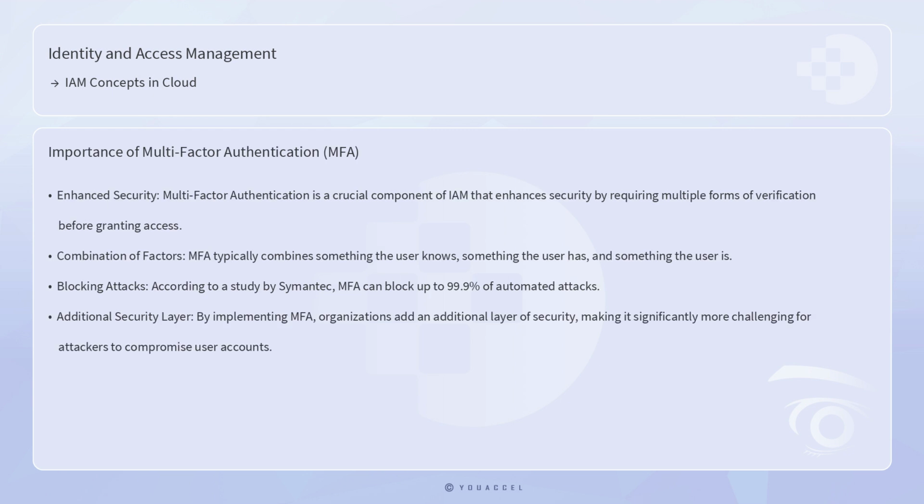Multi-factor authentication is a crucial component of IAM that enhances security by requiring multiple forms of verification before granting access. MFA typically combines something the user knows, something the user has, and something the user is. According to a study by Symantec, MFA can block up to 99.9% of automated attacks. By implementing MFA, organizations add an additional layer of security, making it significantly more challenging for attackers to compromise user accounts.